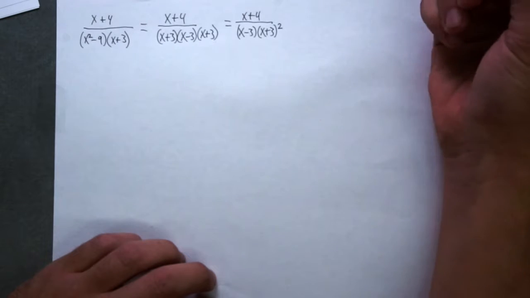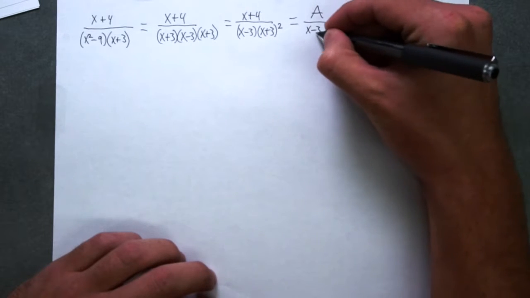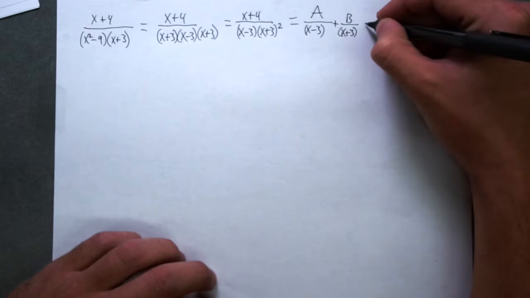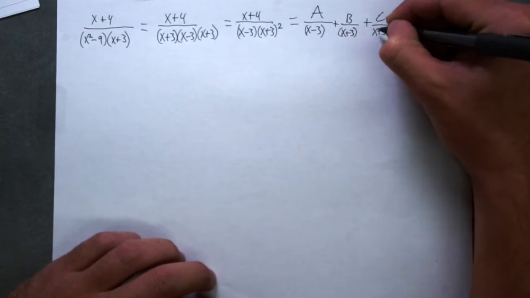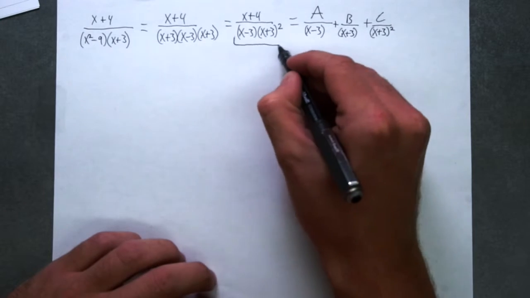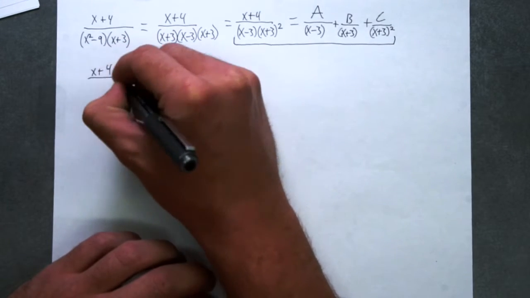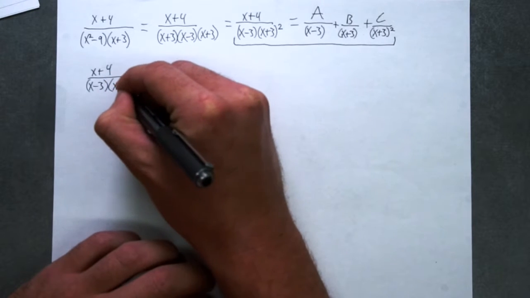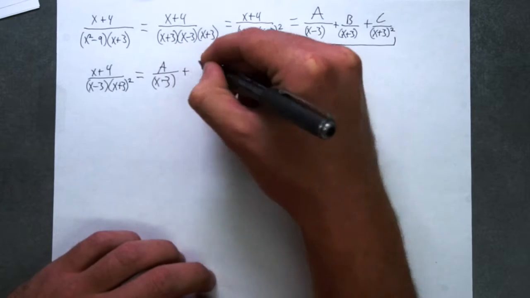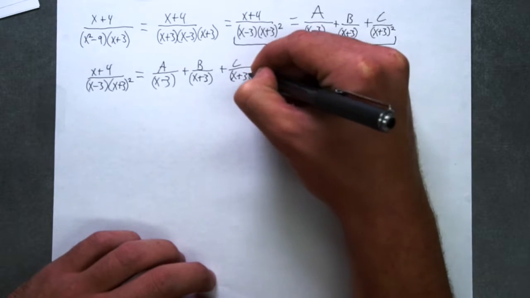The way that we can break this up using partial fraction decomposition is we can set this equal to A over our first term, which is x − 3, plus B over our second term, which is x + 3, plus C over (x + 3)². Now, we're going to be using this section right over here. So if we bring it down here, we get (x + 4) / ((x − 3)(x + 3)²) is equal to A/(x − 3) + B/(x + 3) + C/(x + 3)².